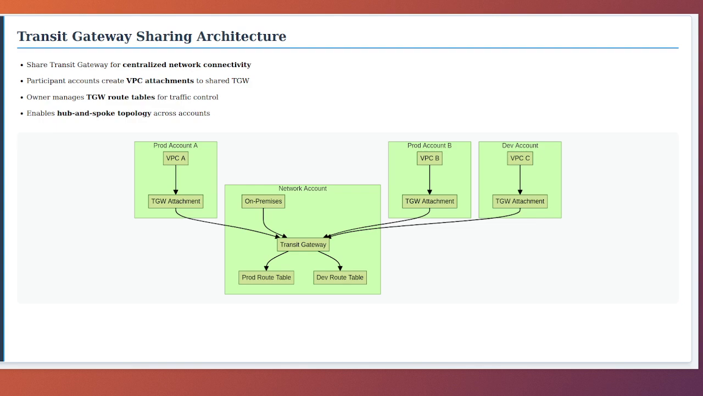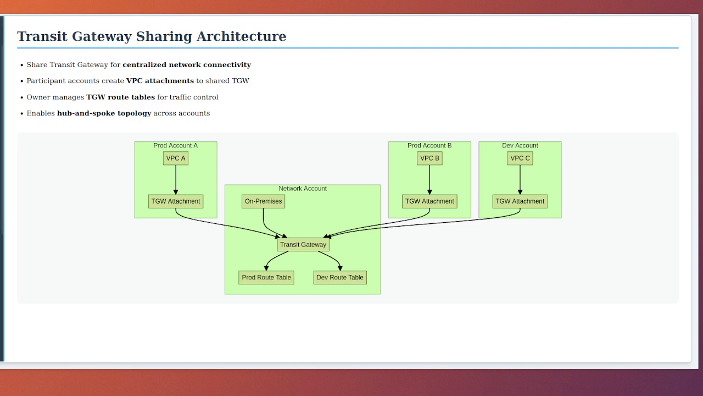When you share a transit gateway, the participant accounts can attach their VPCs to the shared transit gateway. Each account creates a transit gateway attachment in their own account, associating their VPC with the shared transit gateway. The attachment includes specifying which subnets in their VPC will be used for the transit gateway network interfaces.